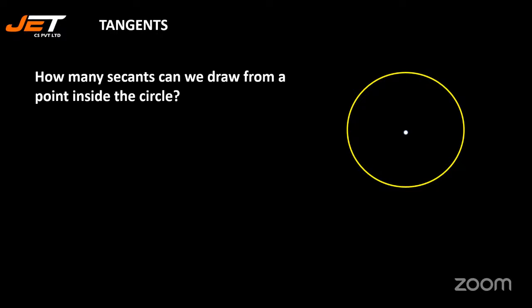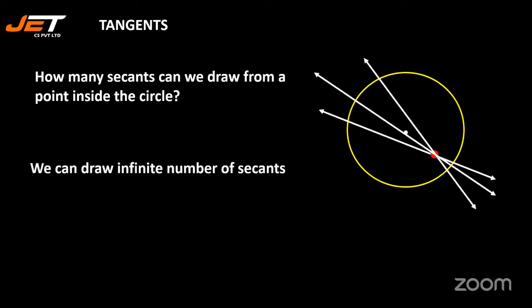Now, how many secants can we draw from a point inside the circle? Can you see here? We can again draw an infinite number of secants. Again, let me tell you, a line which touches the circle at 2 points is called a secant. But if it touches only at 1 point, it is called a tangent.